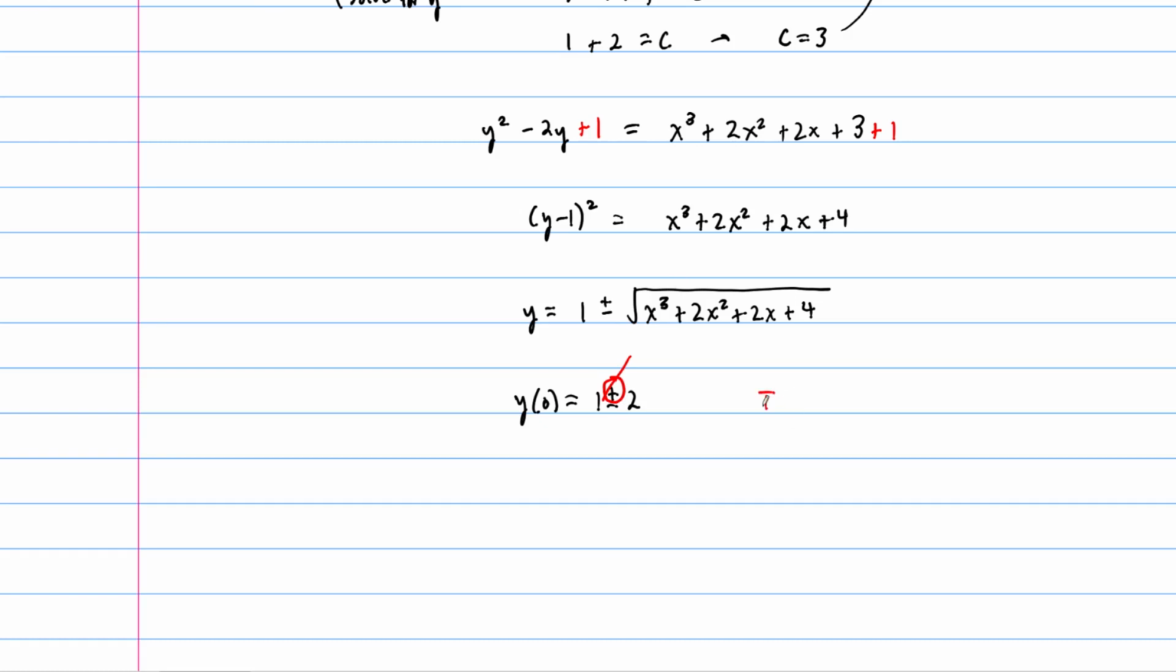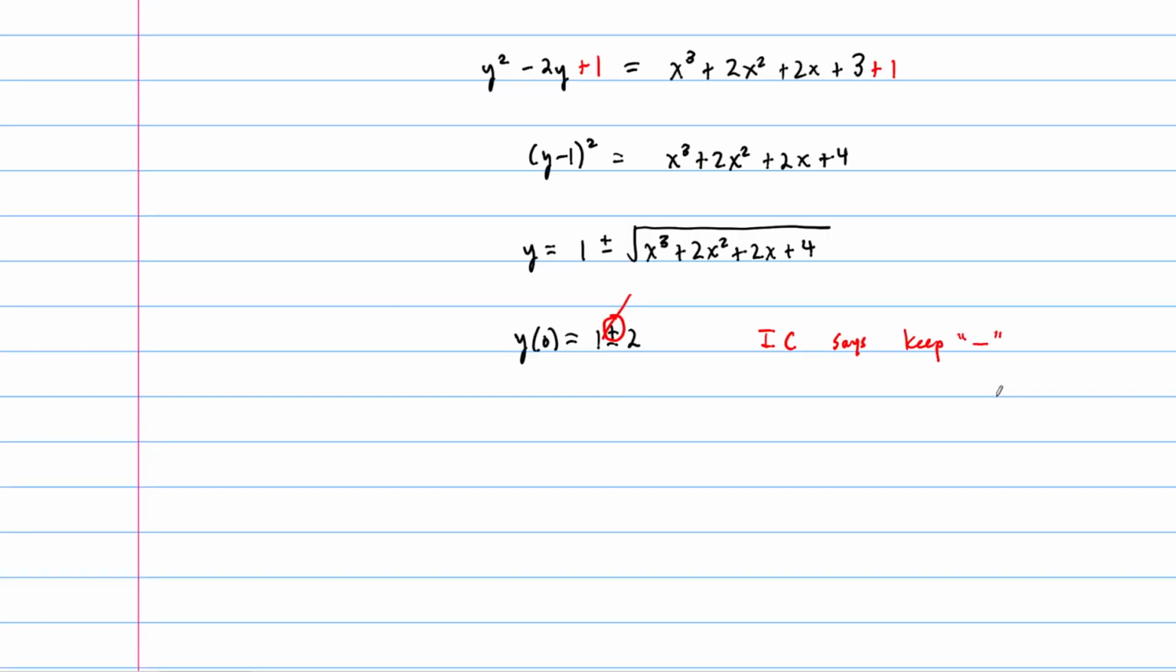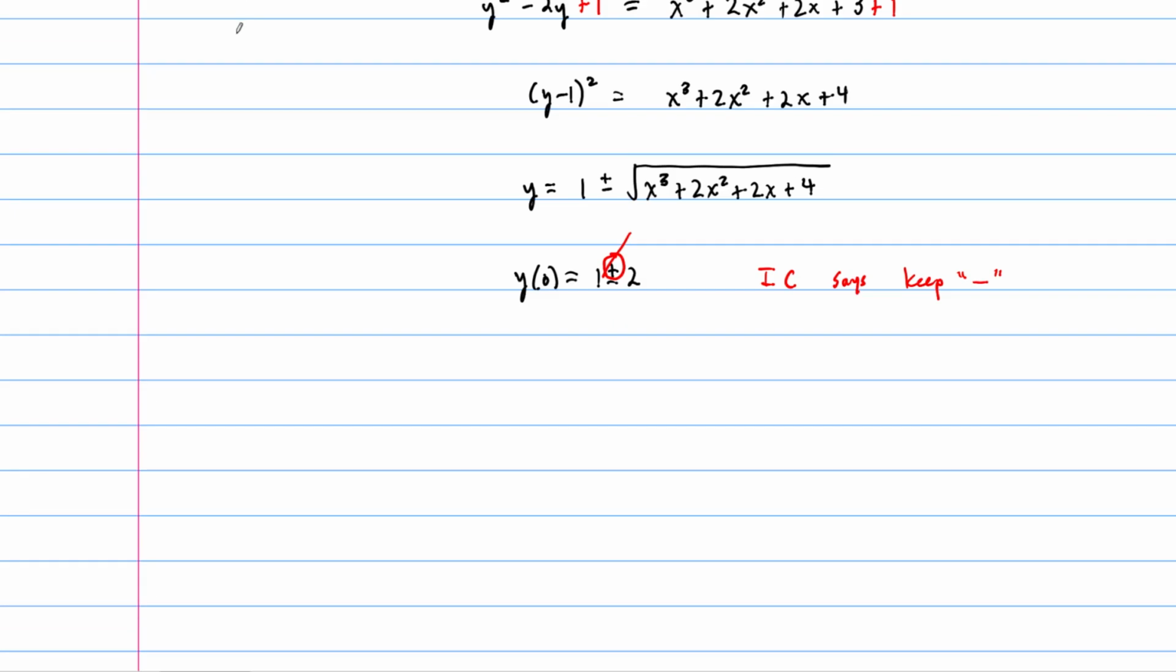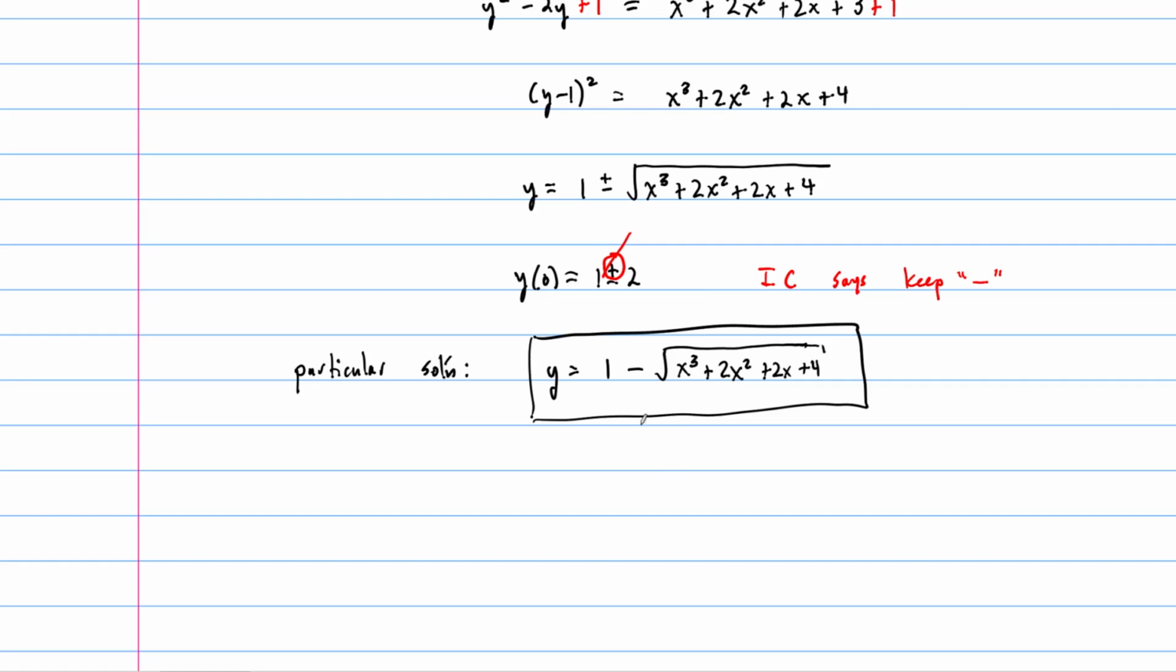All right, so the initial condition tells us to keep the minus sign. All right, so we'll keep the minus sign on that. And what we end up with then is that our particular solution is now y equals 1 minus this square root, right, of x cubed plus 2x squared plus 2x plus 4. There's our explicit solution.